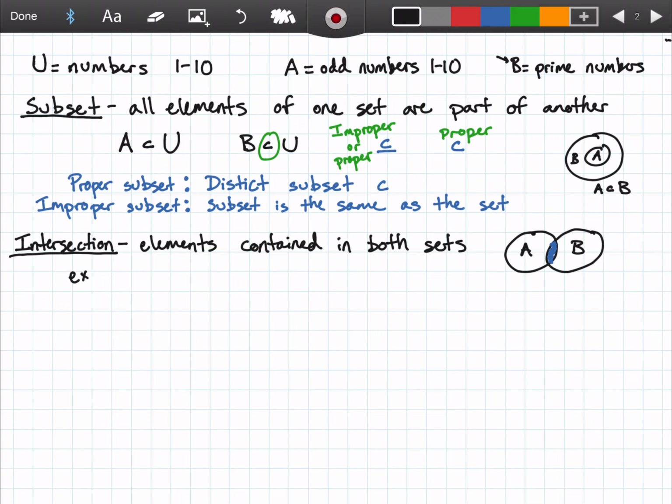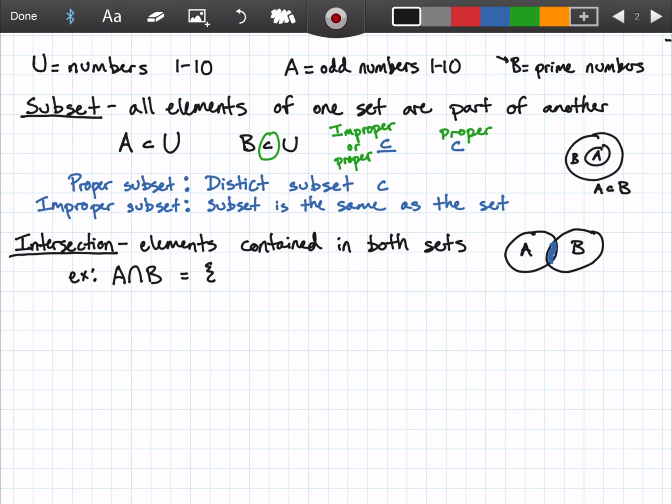So for an example, if I wanted A intersect B, well, let's think of what numbers are odd and are prime. A question I get a lot is, is 1 a prime number? 1, by definition, is not a prime number. A prime number is a number that the only unique factors are 1 and itself. Because 1's only factor is 1, that is not a unique factor.